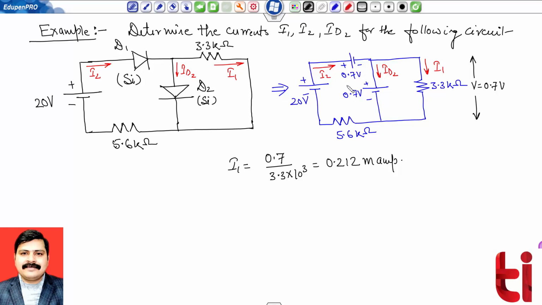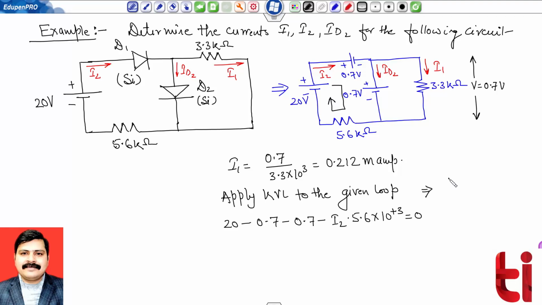Now apply KVL to this loop. Now I am applying KVL to this loop: 20 minus 1.4, divided by 5.6 times 10 raised to the power 3. This is my current I2, 3.32 milliampere. I am considering this as node A and applying KCL at node A.